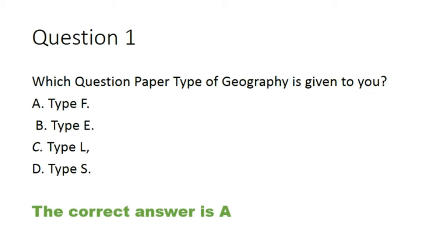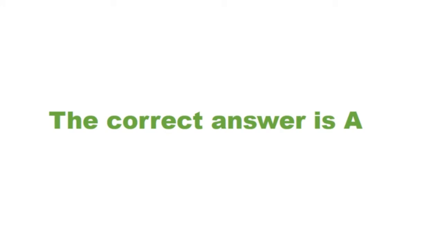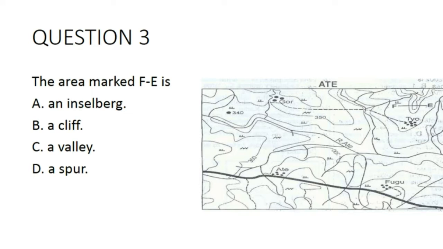Question 2. If the scale of the map is enlarged 4 times, the new scale will be A. 1:12,500, B. 1:25,000, C. 1:100,000, D. 1:200,000. The correct option is option A, 1:12,500. Question 3. The area marked F to E is A. An iceberg, B. A cliff, C. A valley, D. A spur.